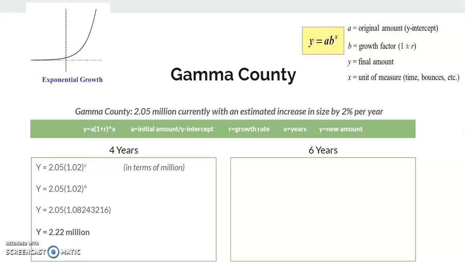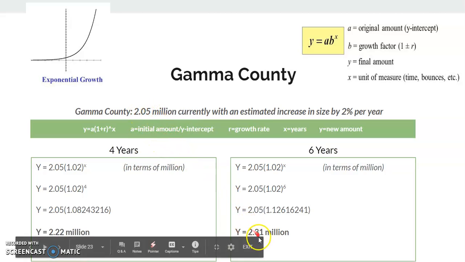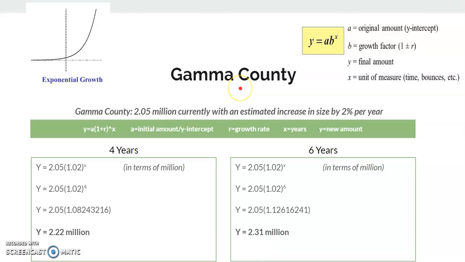Okay, and to figure out 6 years, we can just do the same thing once again, but in the exponent area, we plug in 6 for 6 years. And then we do our math, break it all down, and we conclude that y equals 2.31 million. So it's actually grown quite a bit from our original 2.05 over 6 years. Okay, so that's the 3 counties we've solved for.